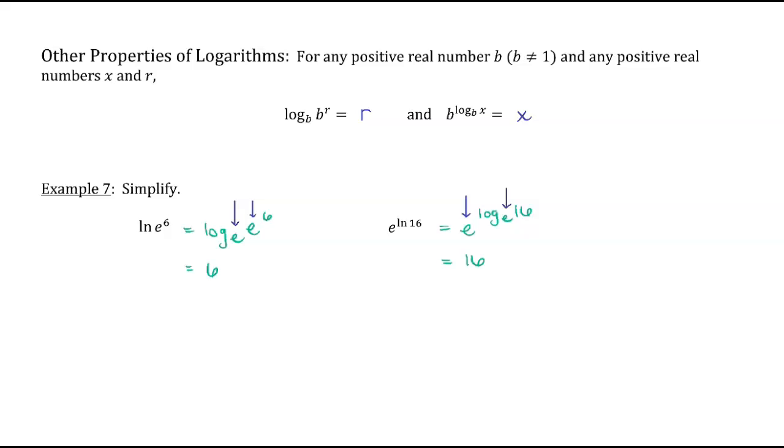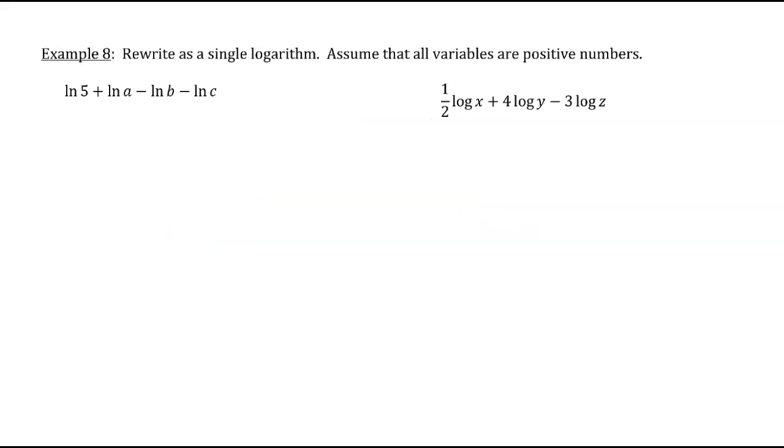Now let's put all of these properties together and begin simplifying larger expressions. Here in example 8, we're going to rewrite these expressions as a single logarithm, assuming that all variables are positive numbers. Let's take a look at the natural log of 5 plus the natural log of a minus the natural log of b minus the natural log of c. One way to think about this is that the arguments of the logarithms that are being added will end up in the numerator, and the arguments of the logarithms that are being subtracted will end up in the denominator.